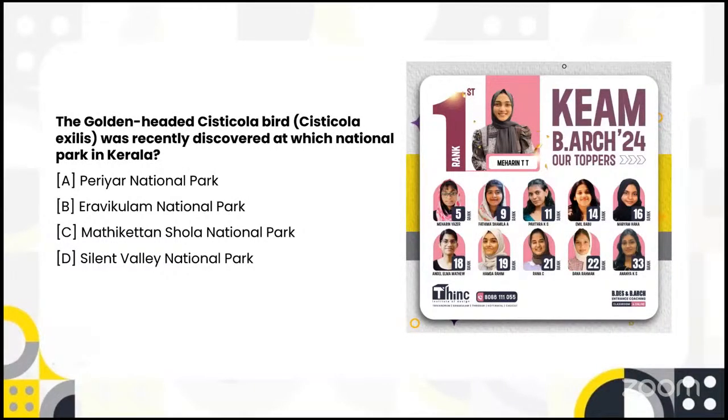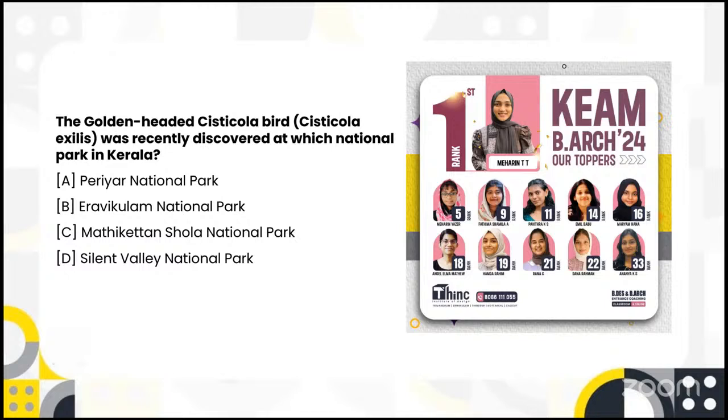The golden-headed Cisticola bird was recently discovered at which national park in Kerala? Periyar National Park, Eravikulam National Park, Mathikettan Shola National Park, Silent Valley National Park. Okay. So this was recently discovered in Kerala only. This is an omnivorous bird. Omnivorous means it feeds on both animal food as well as plant food.